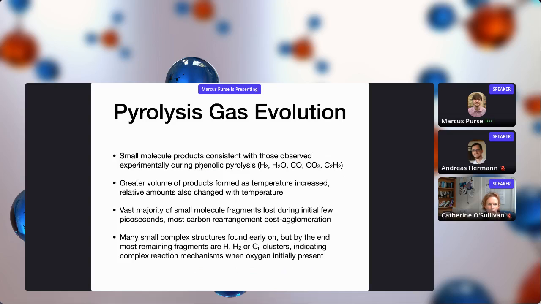So a greater volume of products is formed as the temperature is increased, and most things are lost during the initial few picoseconds. Many small complex structures are found early on. You get a wide variety of different fragments, but by the end of the simulation, everything is pretty much either hydrogen or small or large carbon clusters. So the complex reaction mechanisms are really only taking place when oxygen is present.